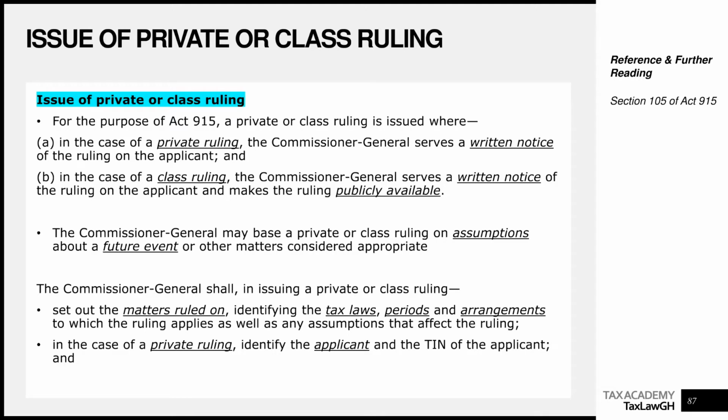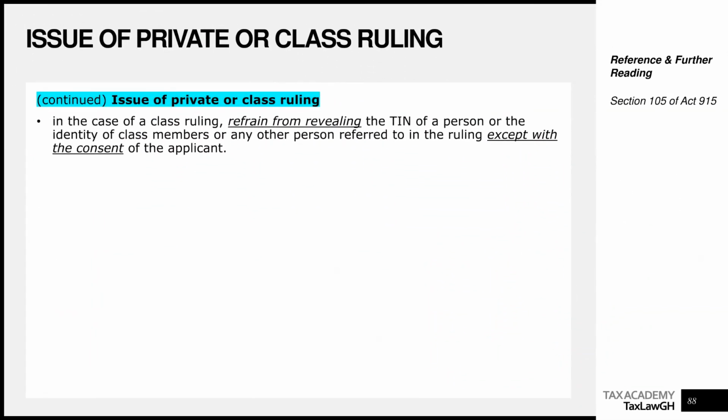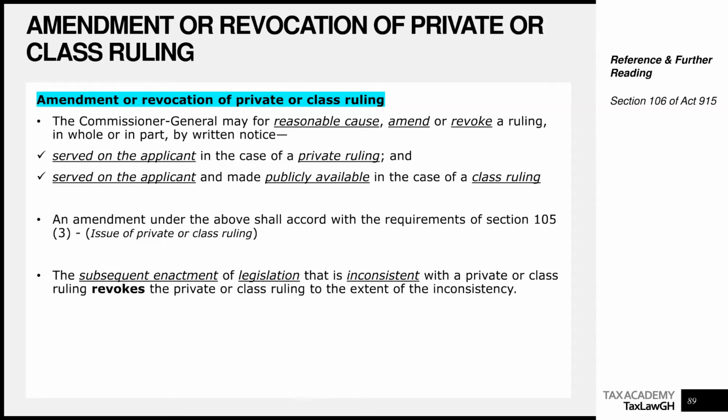Then for a private ruling, he will identify the applicant with the person's taxpayer identification number, their TIN. Take note. Then, in the case of a class ruling, he will refrain from revealing the TIN of that person or the identity of the class members, except with their consent, because it's going to be a publicly available document. He can't go about disclosing your TIN to everybody. So he tries as much as possible not to disclose your TIN in the case of a class ruling. Remember, we said practice notes can be amended or revoked, right? What are the provisions around revocation and amendment of private rulings and class rulings?